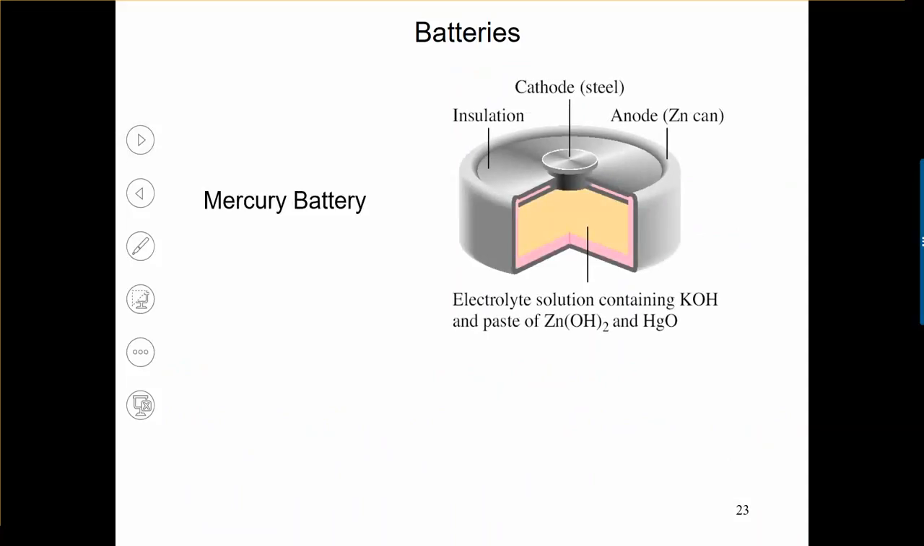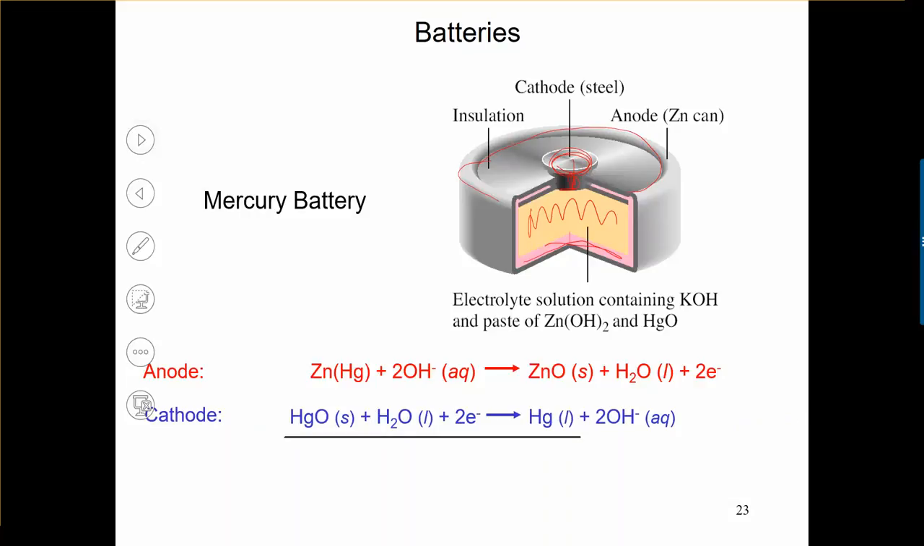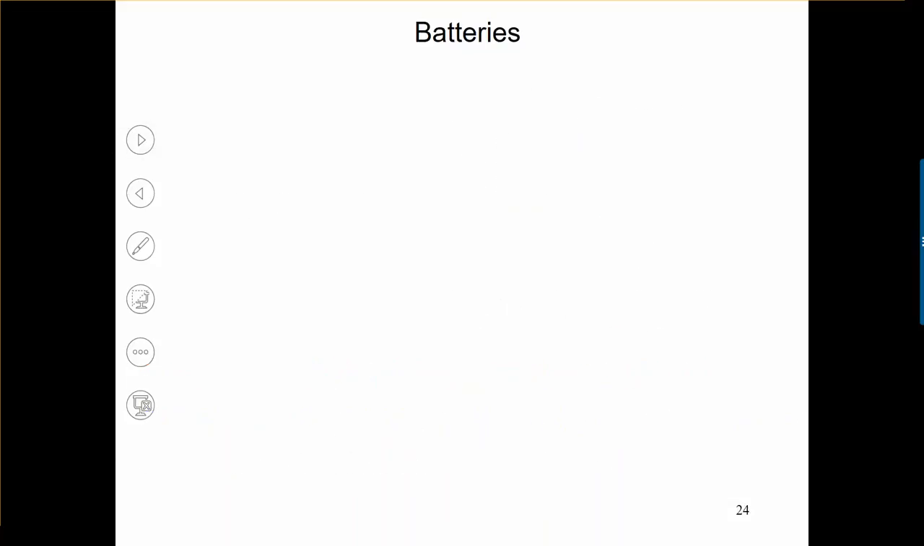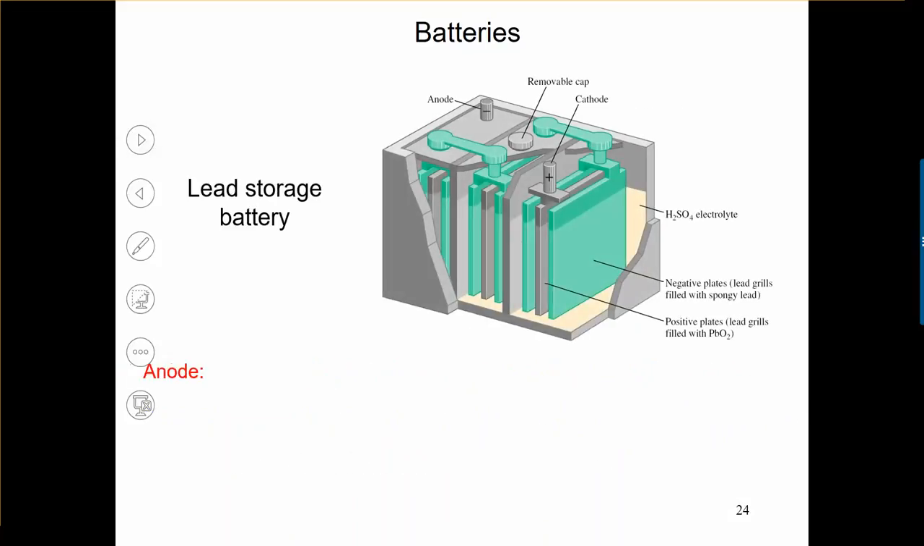Once again, in this one the outer coating is the zinc anode, and you have a steel cathode in here, some spongy materials. And this is your electrolyte solution, potassium hydroxide, zinc hydroxides, etc., that are allowing for those processes to occur spontaneously. Lead is also used in a lot of batteries.